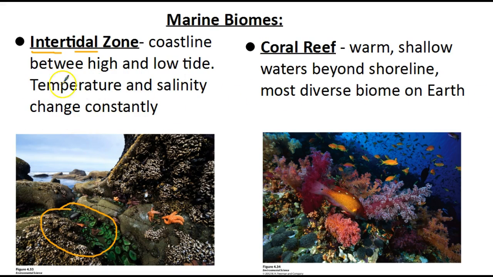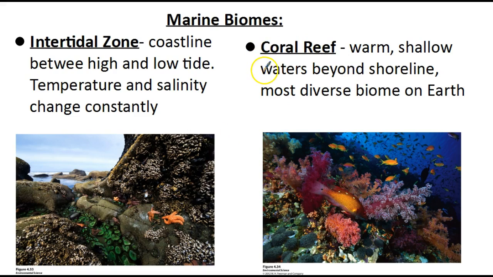Again, you have to have species that can adapt to different temperatures, because imagine if that water is coming in, it's going to be really cold from the ocean. But then if the ocean recedes, right, at low tide, and we've got that water in here, it's going to warm up from the sun. So we've got to have species that are willing to adapt.